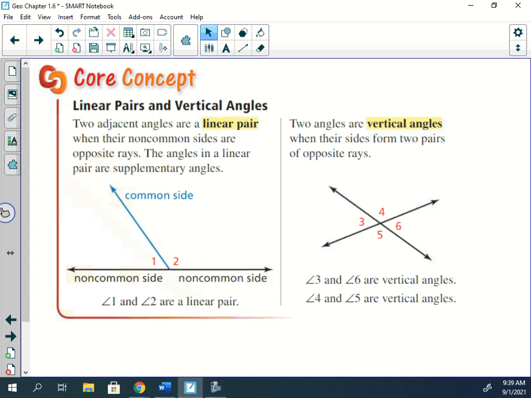Two angles are vertical angles when their sides form two pairs of opposite rays. And we'll get more into vertical angles. Vertical angles have some unique properties to them, but we'll cover that at a later date.